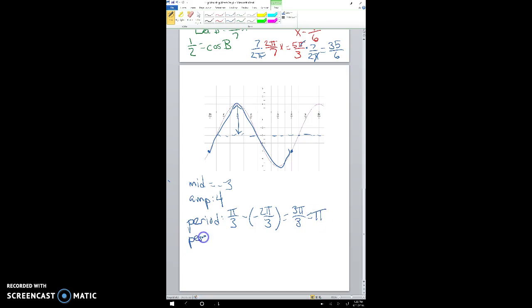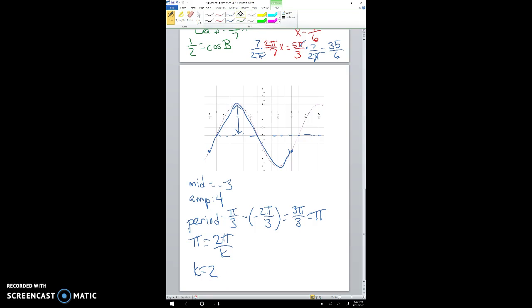To solve for k, you do pi equals 2 pi over k. When you solve for k, you get that k equals 2.